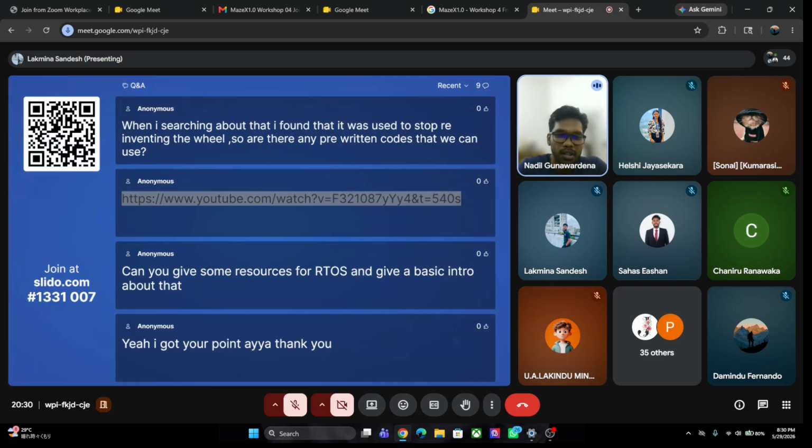You do not need to implement RTOS from the beginning. You can use FreeRTOS. That's what I have told. It's an open source RTOS software. You can directly implement it. You don't need to implement RTOS yourself, just use FreeRTOS.